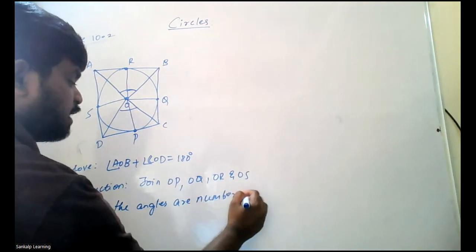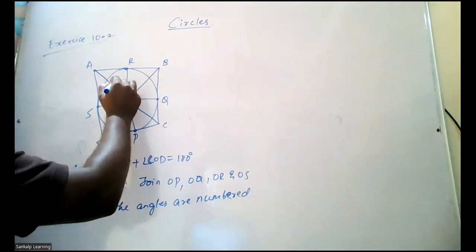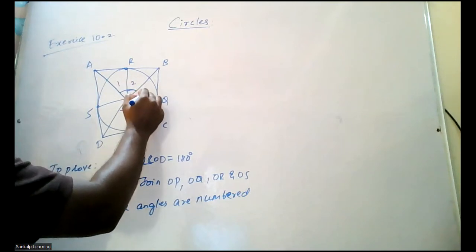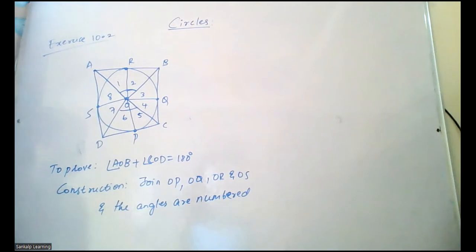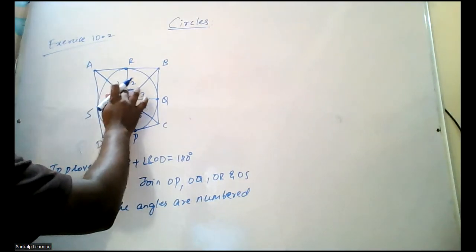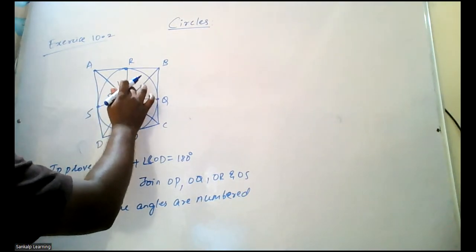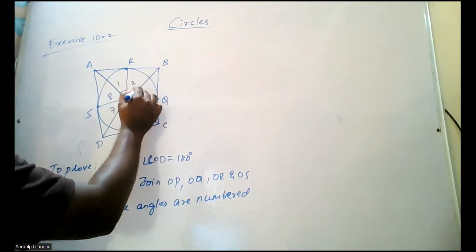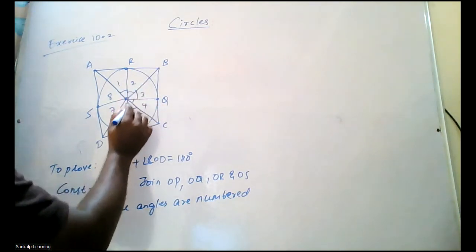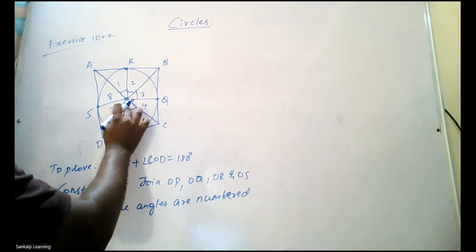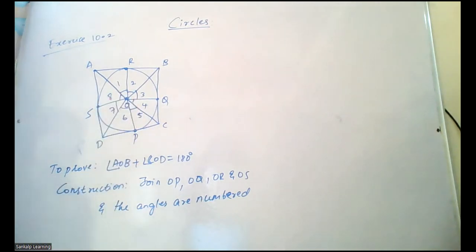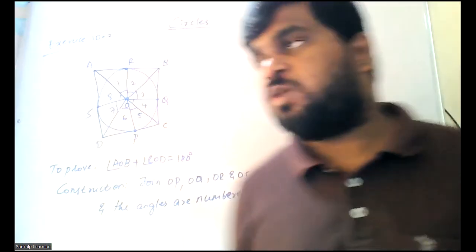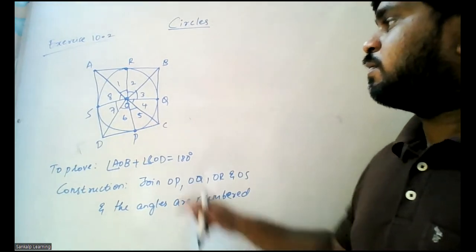Okay, and numbering the angles. I'll take this as 1, 2, 3, 4, 5, 6, 7, 8. Okay, let me erase this for the time being. This is angle 1, angle 2, angle 3, angle 4, angle 5, angle 6, angle 7, angle 8. You can see there are 8 angles. Okay, now what I'm going to do is just observe.